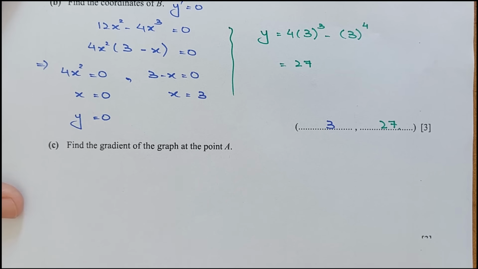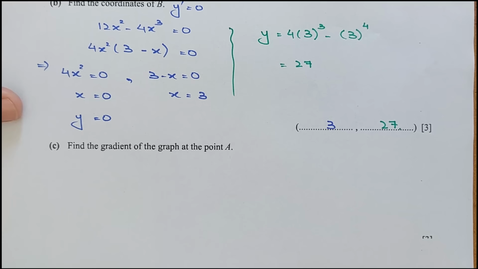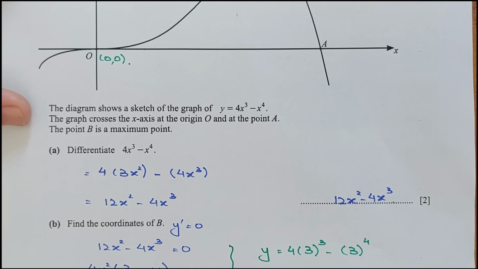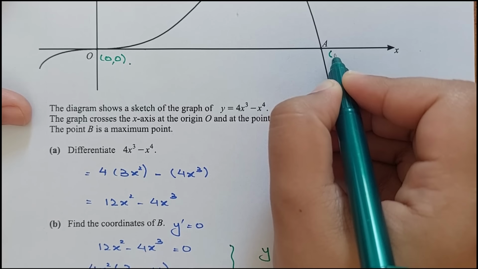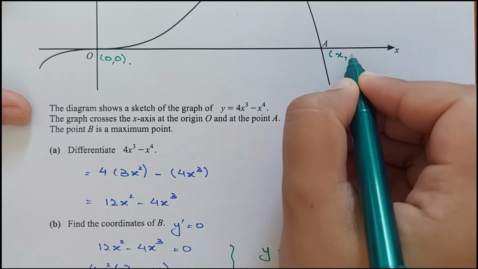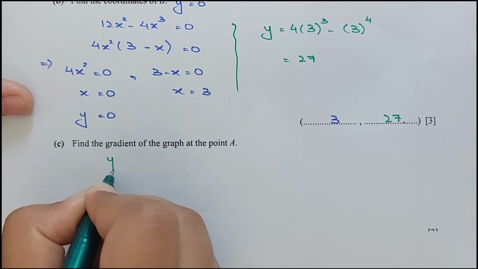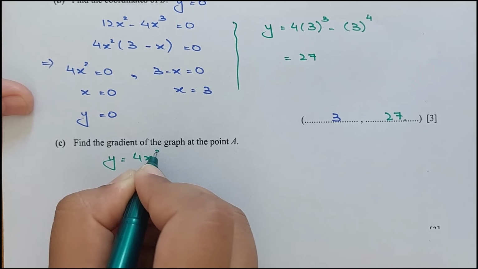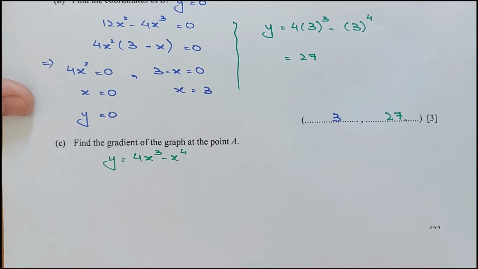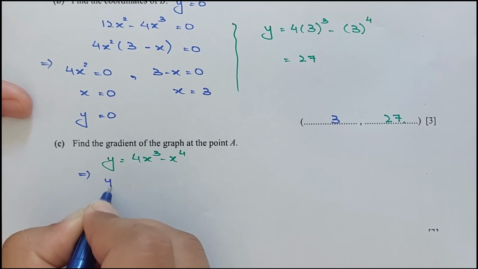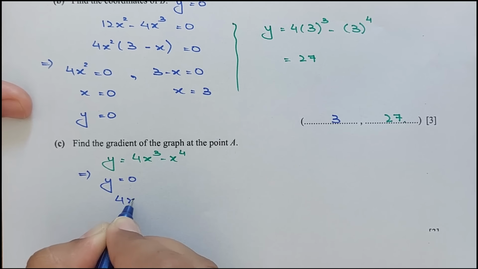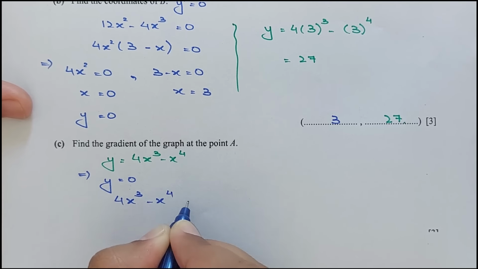Now for part C, find the gradient of the graph at point A. First, we have to find the point A. As we have been given that the graph crossed the x-axis at origin and at point A, it means there is some x coordinate for point A, but the y coordinate should be equal to 0. So the equation we have been given, y equals 4x cube minus x to the power 4. So you have to put y equals to 0 and solve for x. So 4x cube minus x to the power 4 equals to 0.